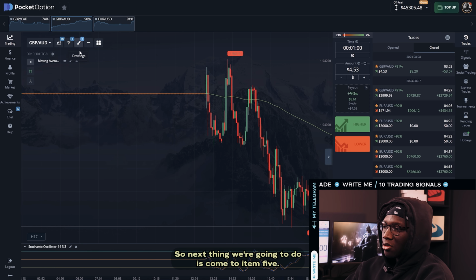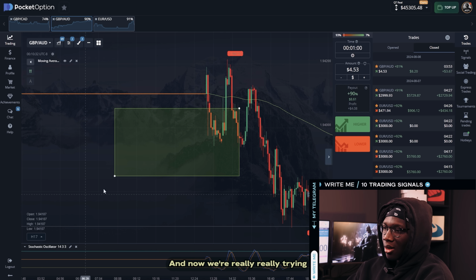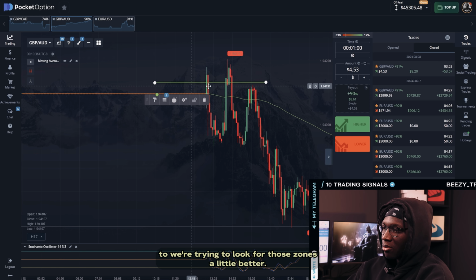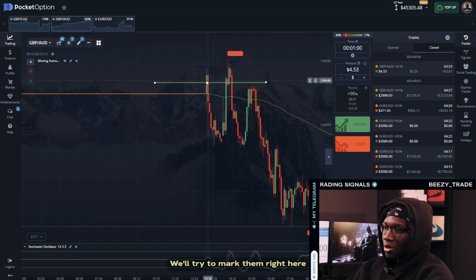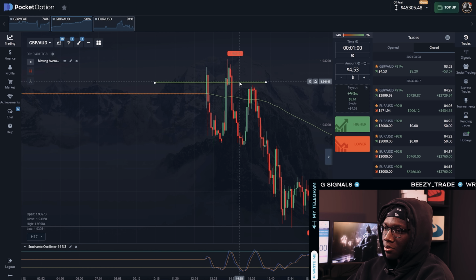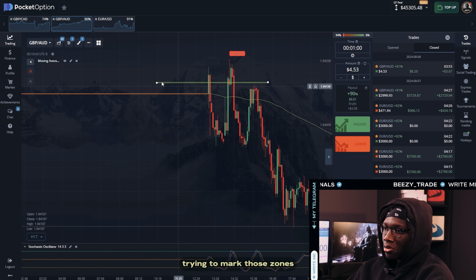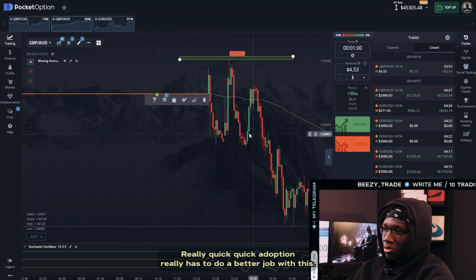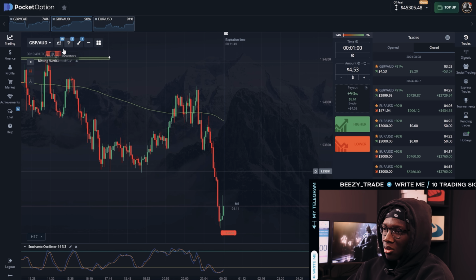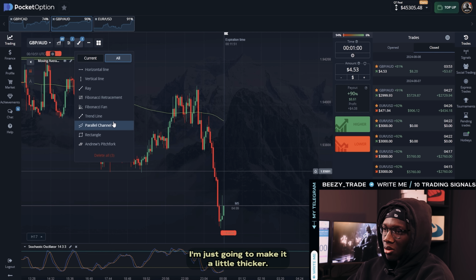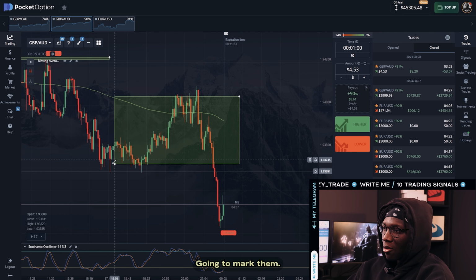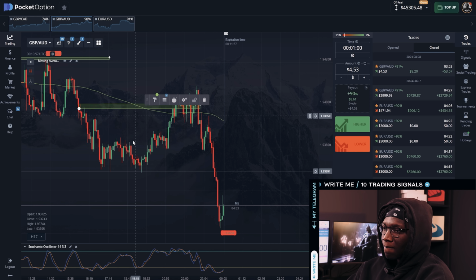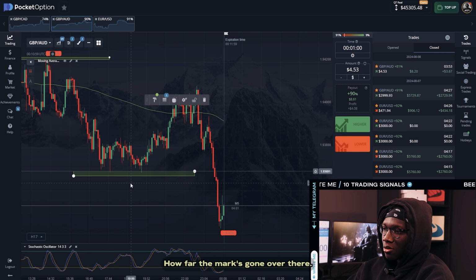Alright, so next thing we're going to do is come to our M5, and now we're really trying to look for those zones a little better. And we're trying to mark them right here. Trying to mark those zones. Can't really click. Quotex really has to do a better job with this. Okay, I'm just gonna make it a little thicker. Gonna mark them. Just want to see how far the market is going over there.